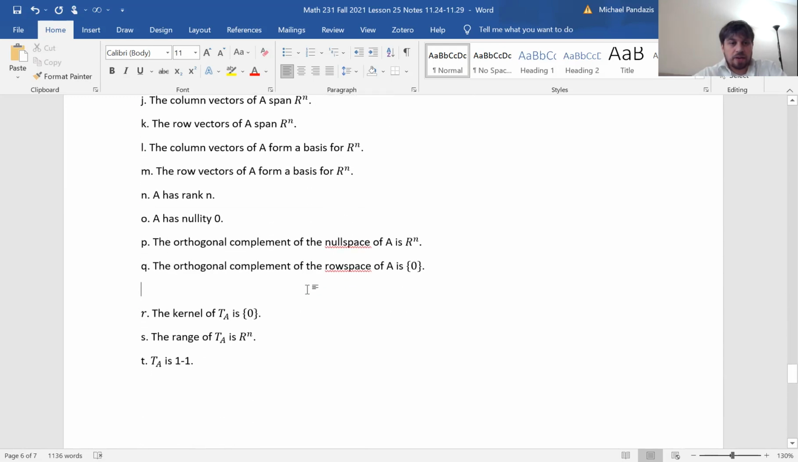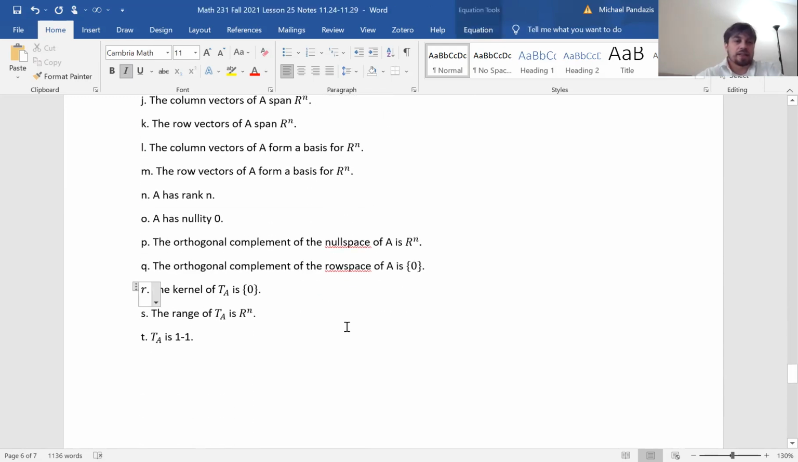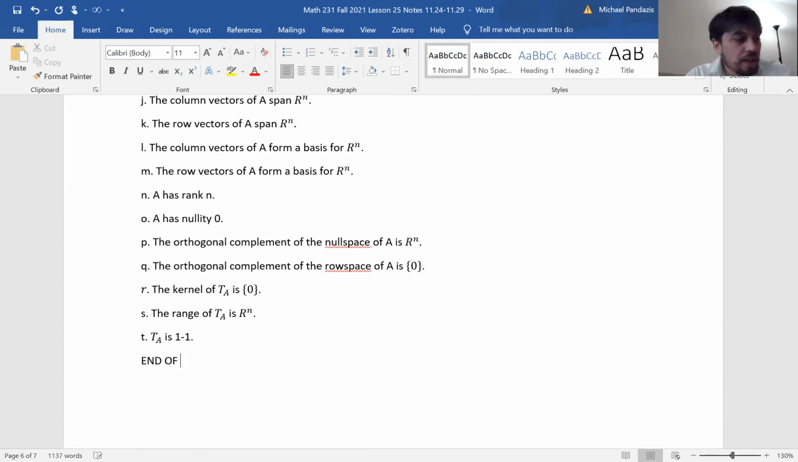Okay, so now we're adding R, S, and T. So all of those are equivalent. Okay, and so that is the end of chapter 4, and that is the end of material on S2.